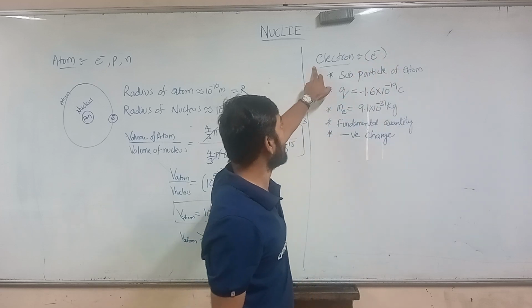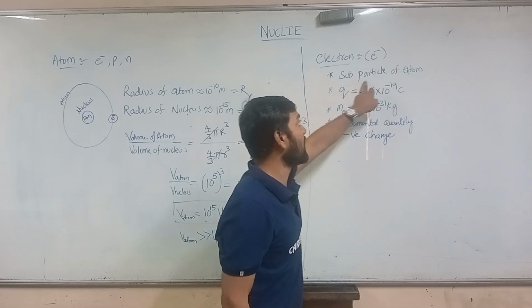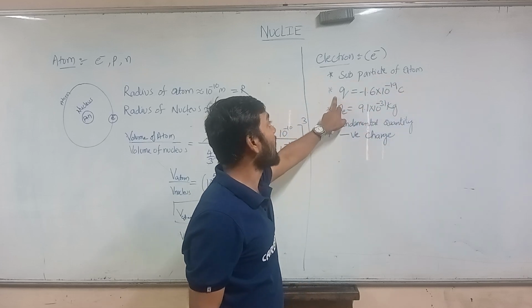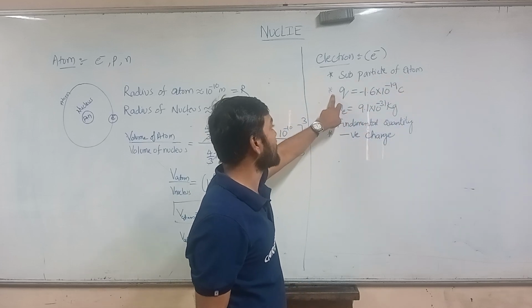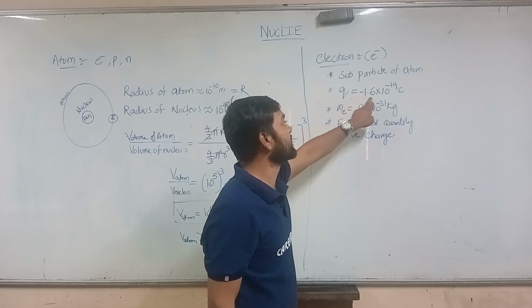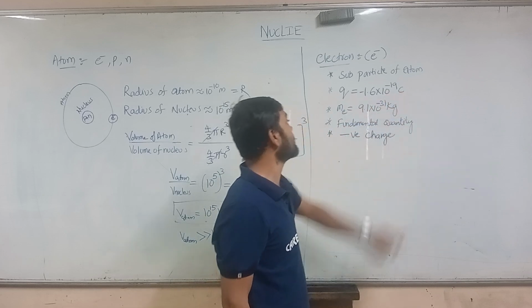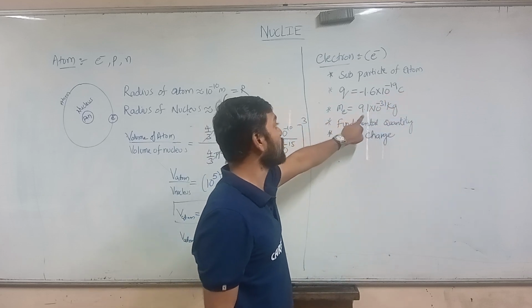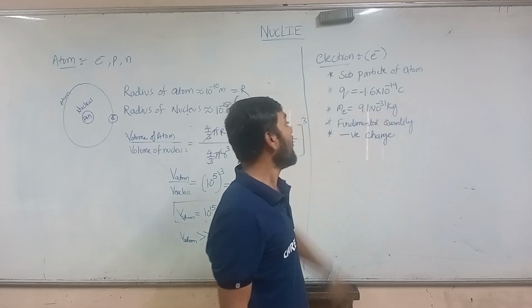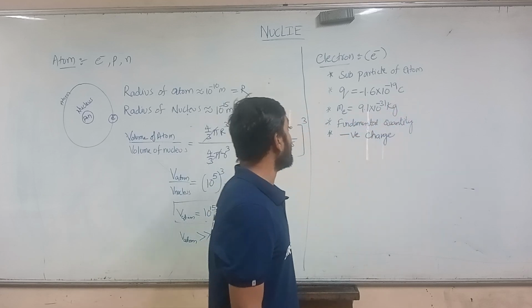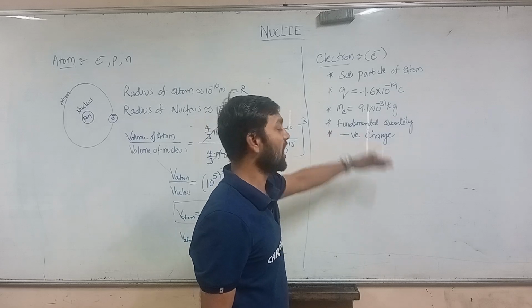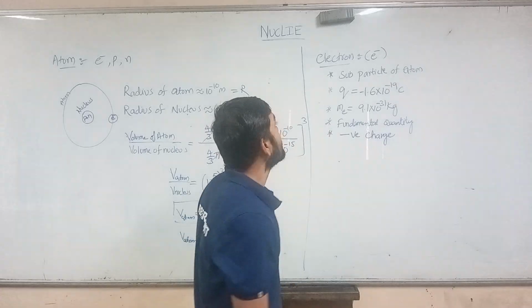Here we have the electron, a subparticle of the atom, and the charge of this electron is equal to minus 1.6 into 10 to the power minus 19 coulombs, and the mass of the electron is equal to 9.1 into 10 to the power minus 31 kg. This is the fundamental quantity, and it is negatively charged.